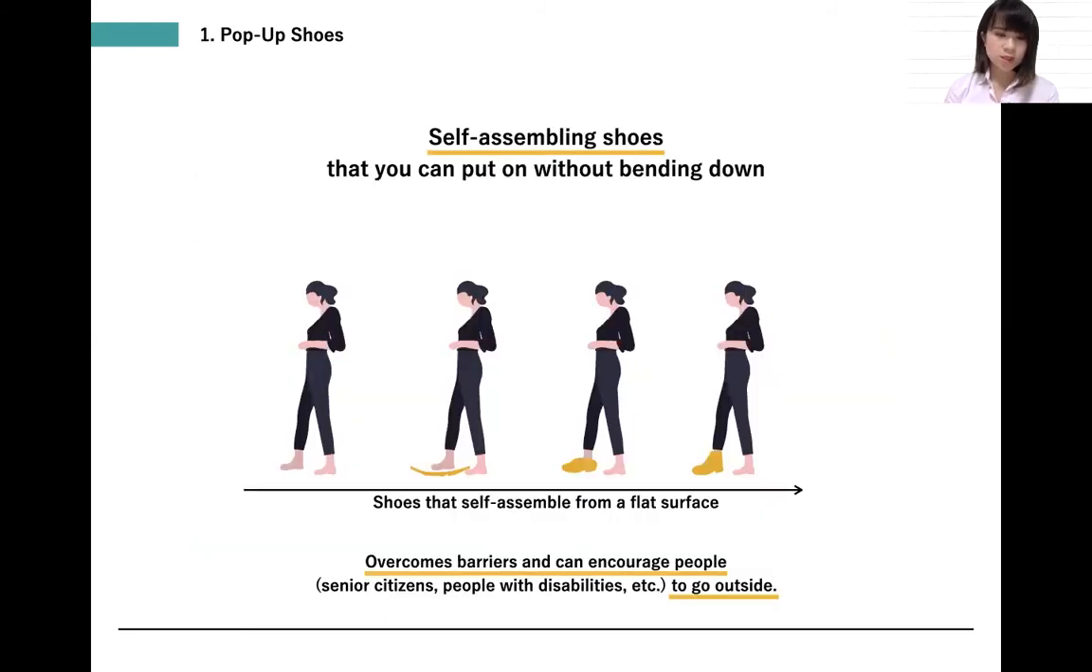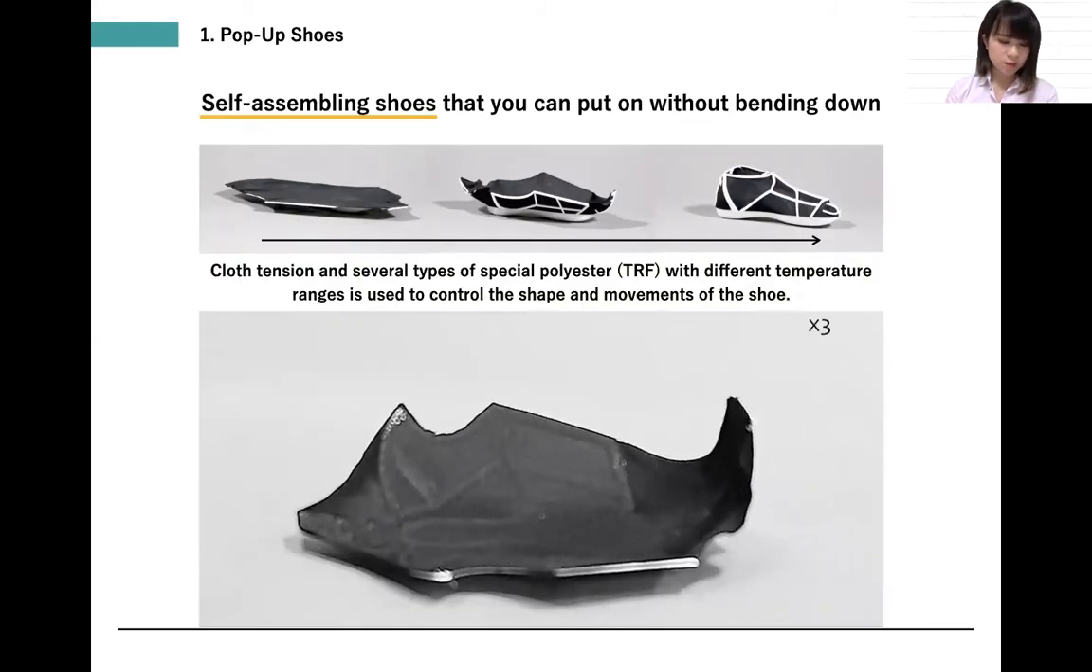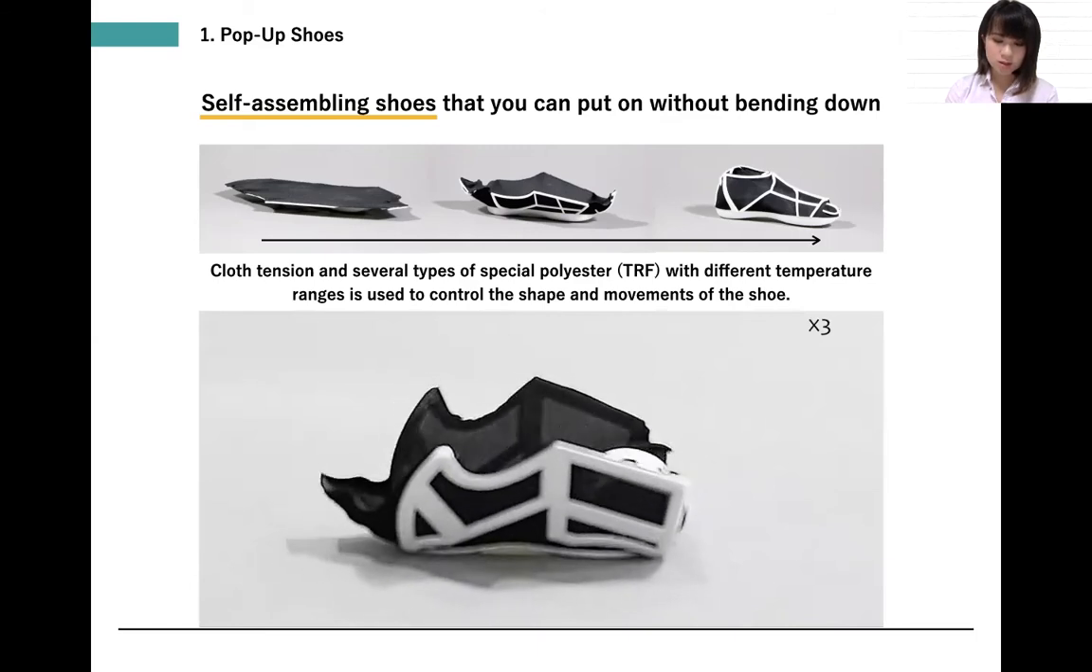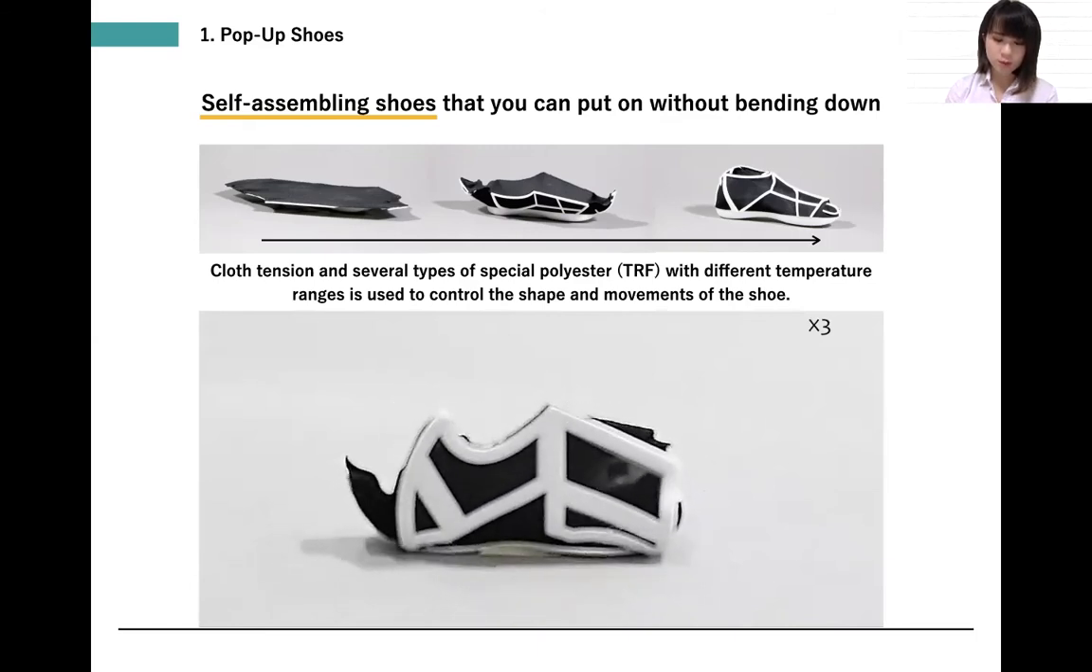The first one is pop-up shoes. Inspired by the sneakers from Back to the Future 2, these pop-up shoes self-assemble from a flat surface and do not require bending down to put on. These are designed to overcome barriers and motivate people to go outside. Cloth tension and several types of special polyester with different temperature ranges is used to control the shape and movements of the shoe.